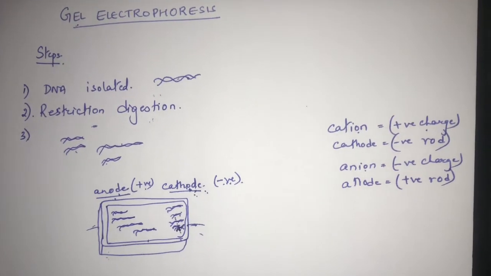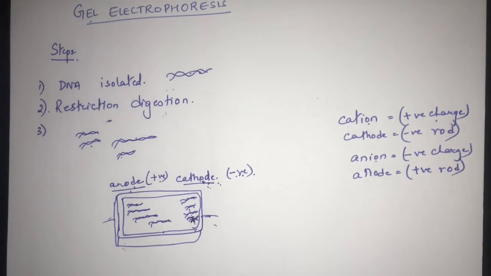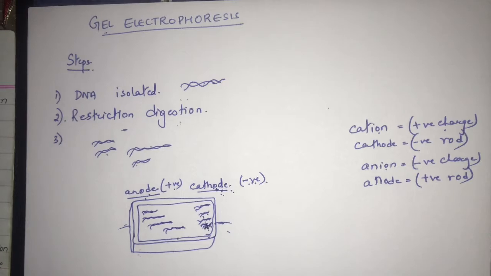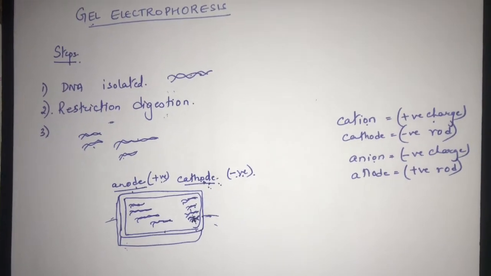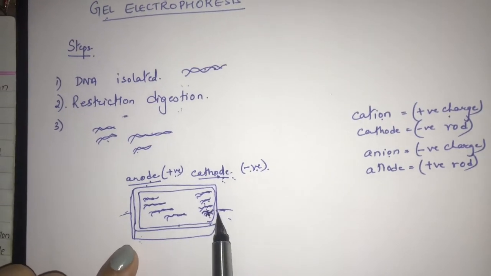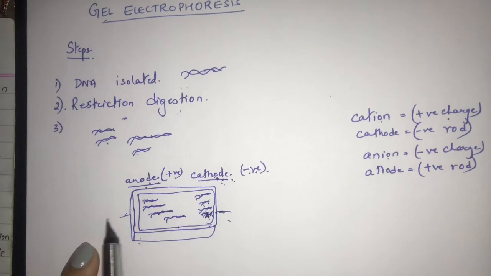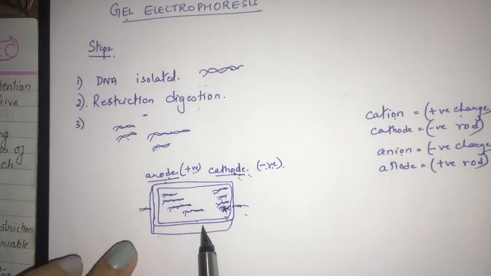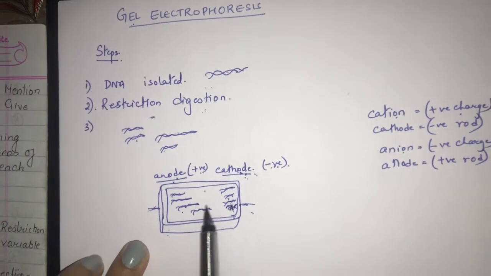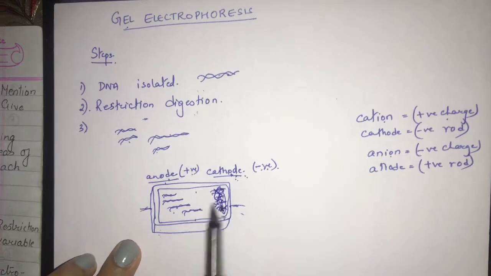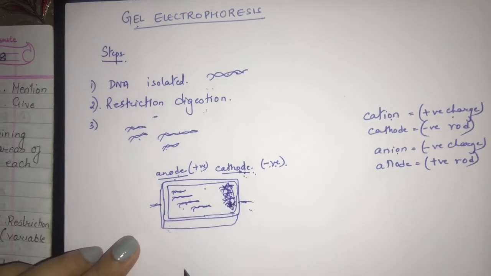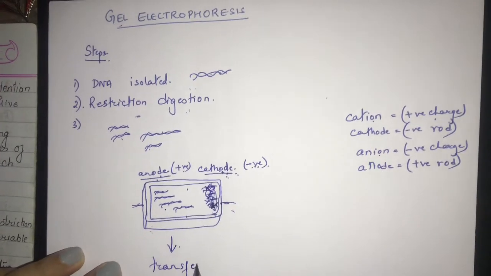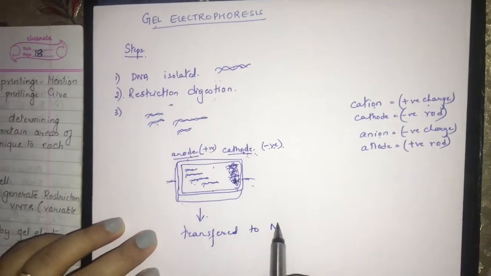Alright. Now, these are separated. So the separated DNA fragments are transferred to nitrocellulose paper. When the fragments are separated, the electric current is switched off, and the same fragments are transferred to nitrocellulose paper.